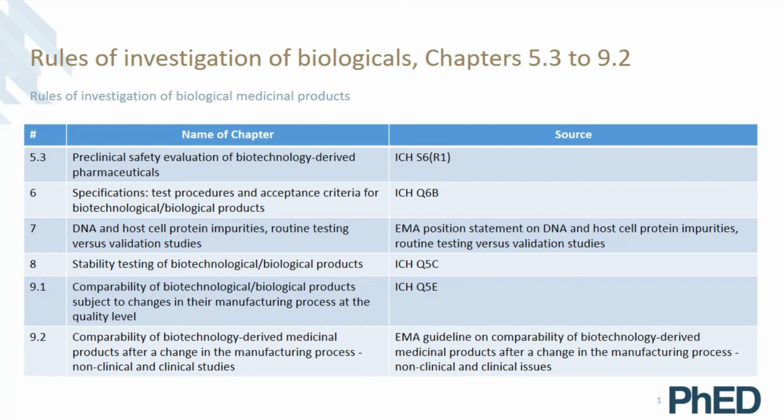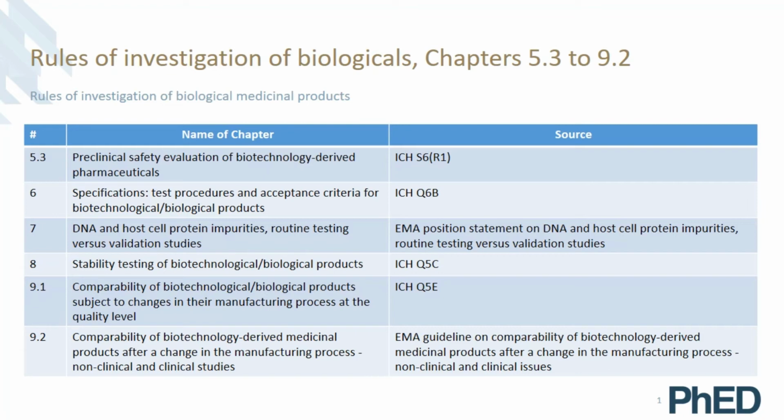Chapter 6 is based on ICH Q6B, specifications, test procedures and acceptance criteria for biotechnological biological products. Chapter 7 corresponds to the EMA position statement on DNA and host cell protein impurities, routine testing versus validation studies. Chapter 8 represents ICH Q5C, stability testing of biotechnological biological products.